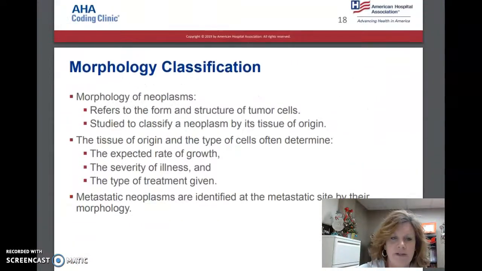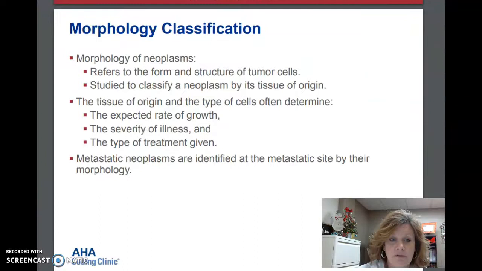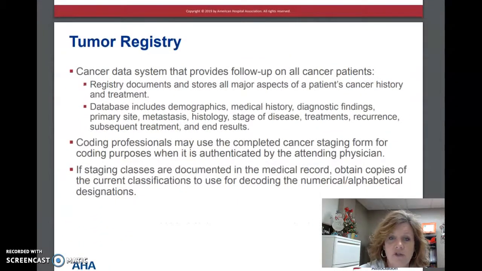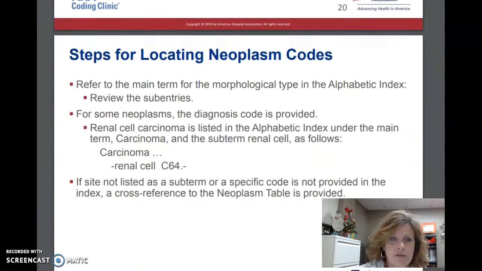Okay, we get into morphology classification. This refers to the form and the structure of the tumor cells. And with this, the tissue or the origin and the type of cells often determine how fast it grows, severity, and the type of treatment. And again, your metastatic neoplasms are identified at the metastatic site by their morphology. Okay, tumor registry. You should have learned this from health records management. We talked about registry. This is just another registry where cancer data is used for patients.